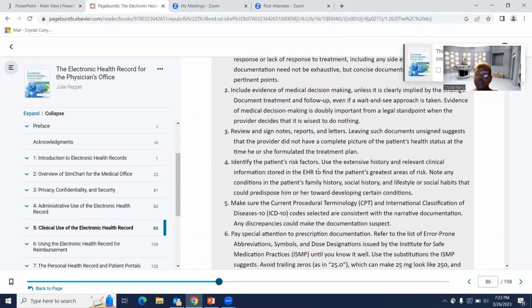Identify the patient risk factors. Make sure the current procedural terminology, CPT, and International Classification of Diseases 10, ICD-10, codes selected are consistent with the narrative documentation. Any discrepancies could make the documentation suspect.